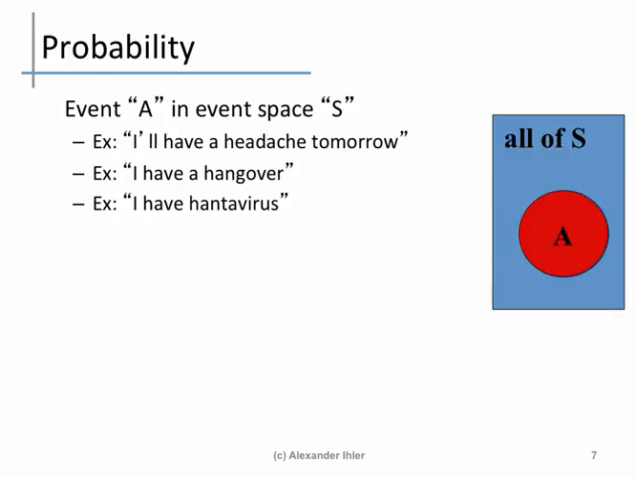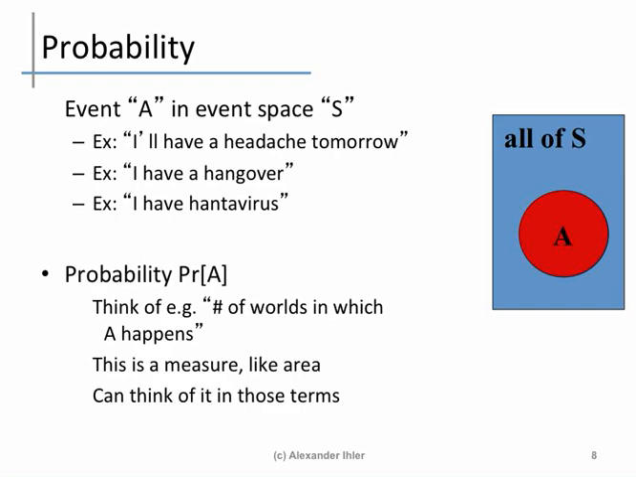In probability, we'll think about an event A in some event space S, and the event A can be anything which might or might not happen. So for example, the statement, "I'll have a hangover tomorrow," might or might not be true. That's an event. The statement, "I have a hangover," might or might not be true, at least as far as you know. The statement, "I have hantavirus," might or might not be true. These are all events, and they live in some space of possibilities.